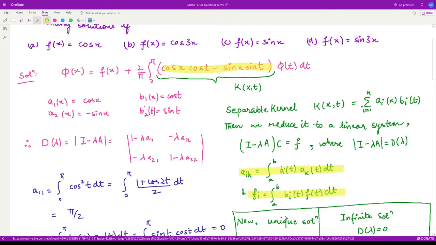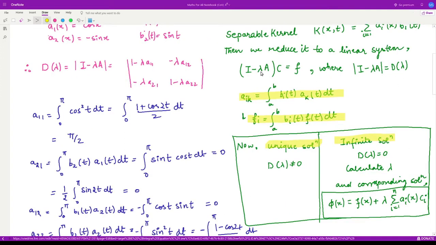Now, in order to have a unique solution or infinitely many solutions, we must calculate the determinant of I minus lambda A, and we call it D(lambda), because it would be a polynomial containing lambda. If this is non-zero, then we have a unique solution for our integral equation. If it is zero, we calculate lambda and the corresponding solution, which is given in this form: phi(x) is equal to f(x) plus lambda times the sum from 1 to n of a_i(x) c_i. And we calculate the c_i by solving this system of algebraic equations. Whatever lambda we obtain from here we call eigenvalues, and whatever phi(x) we obtain we call eigenfunctions. You all might already know this.